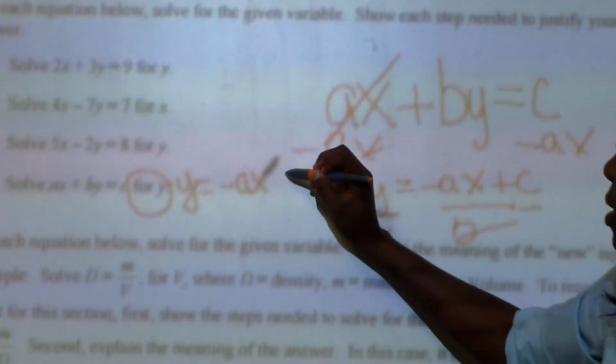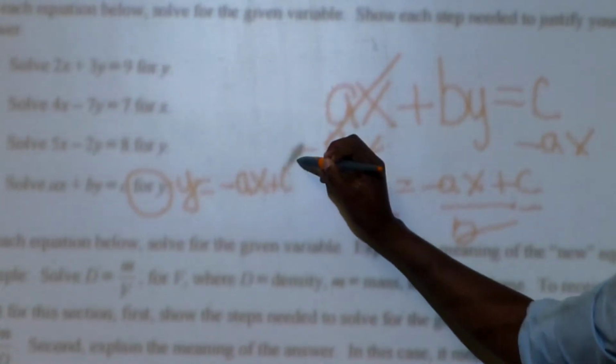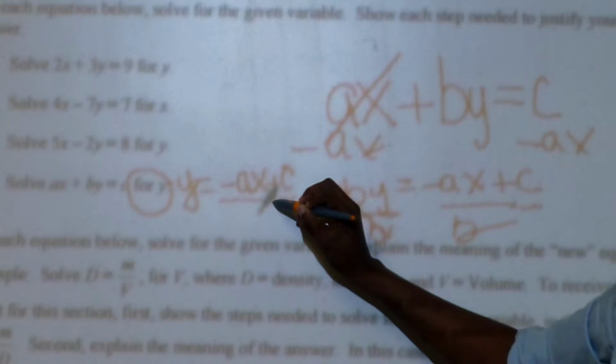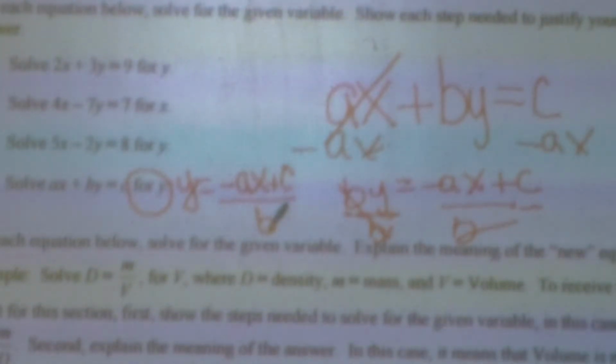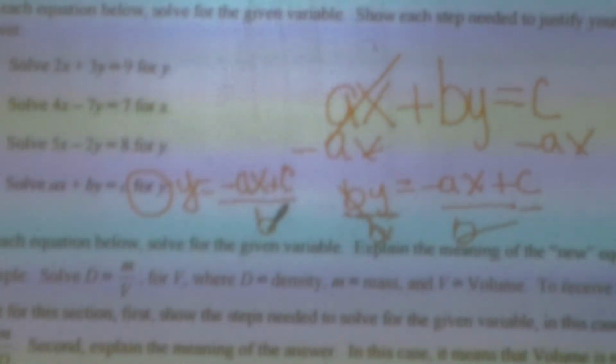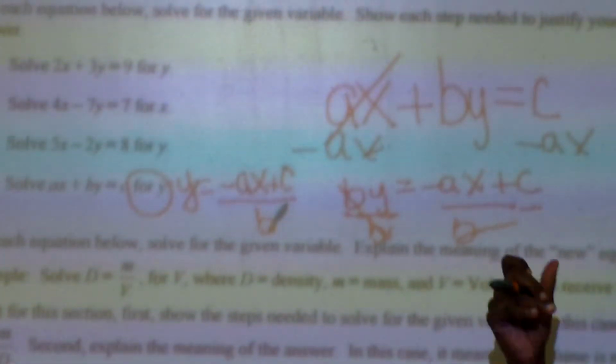Negative a over b. Please don't talk because y'all are just yelling out random stuff. Negative ax plus c all over b. If you're not doing what I'm doing, don't yell out your answer if it's not in the same order. I don't want to confuse anybody. Any questions? Everybody got it?